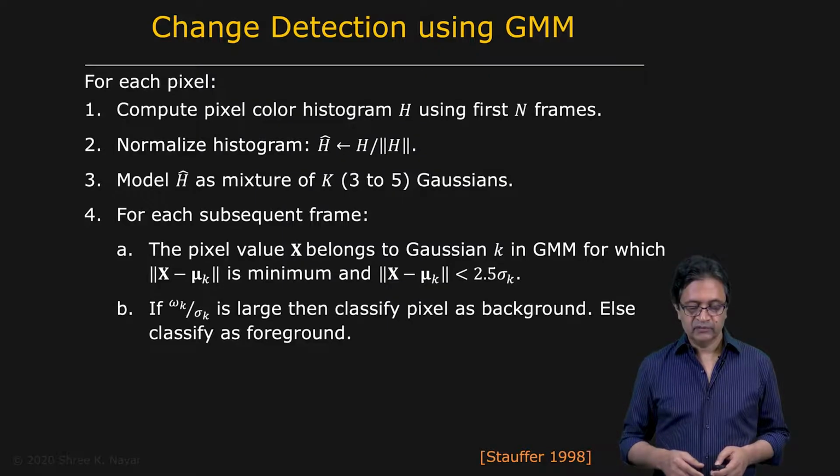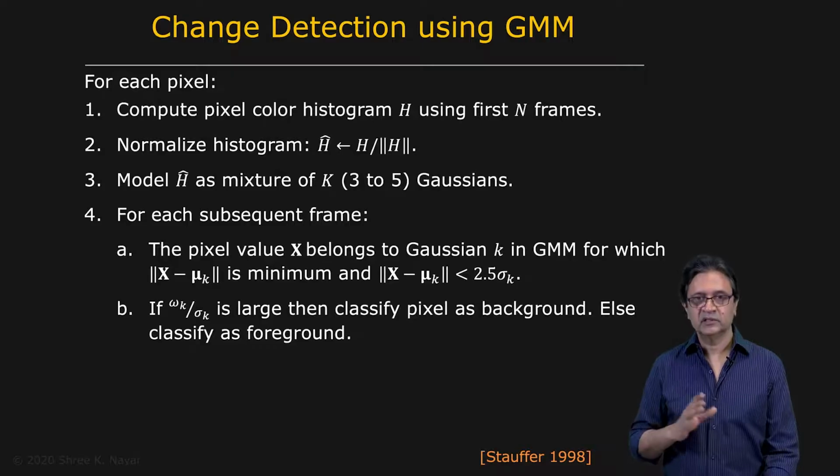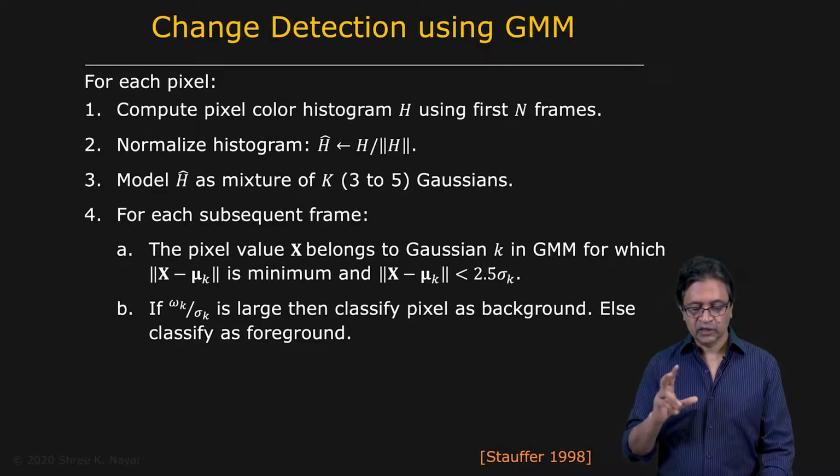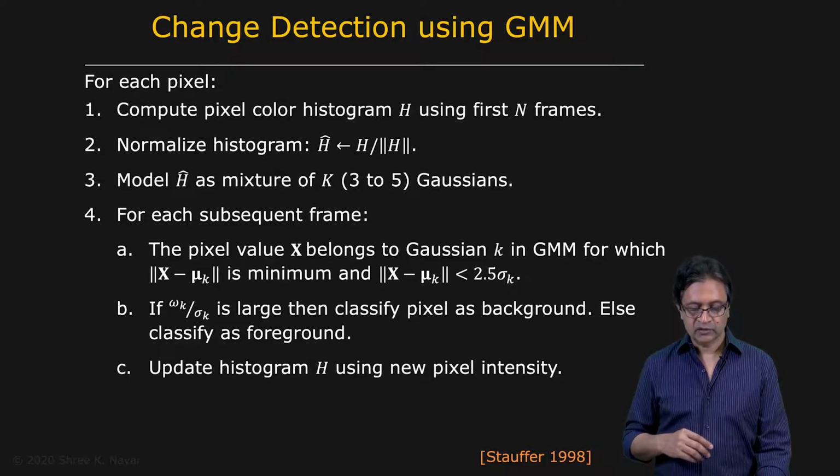And then we take a look at what type of Gaussian it belongs to. We know which Gaussian this pixel belongs to, but we want to know what type of Gaussian that is. That is, we look at its omega divided by sigma. If that's large, then we know that that's a background Gaussian, so the pixel is a background pixel. Otherwise, it's a foreground pixel. It's that simple. And now there's one little thing to worry about, which is updating the histogram.